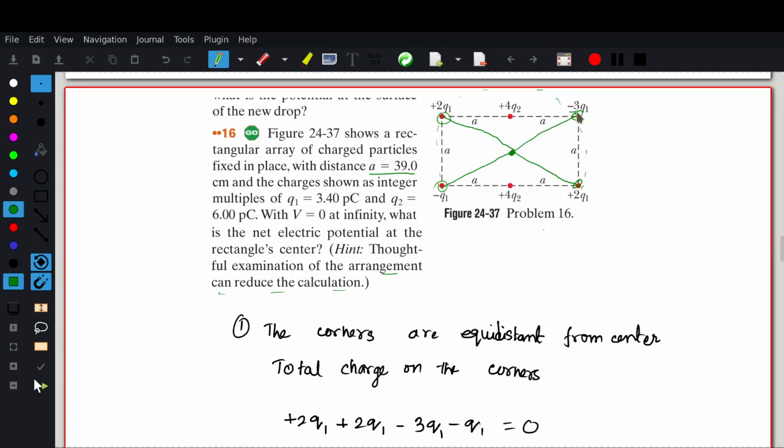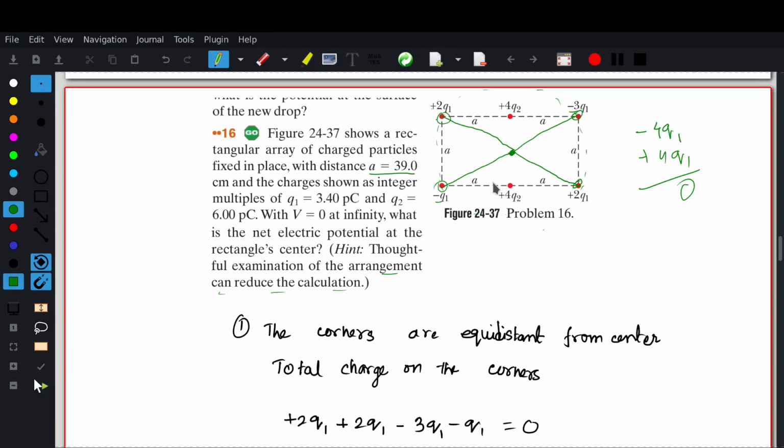So there is minus 3q and minus q, that gives us minus 4 times q1, and also there is plus 2q1 and plus 2q1, that gives us plus 4q1. So the net charge is 0, right? Yeah, exactly, Ansh. So that means these charges will not contribute. The potential will be 0 because the charge is 0, right? The potential for all these 4 charges will be 0.